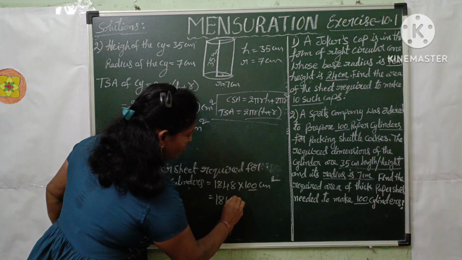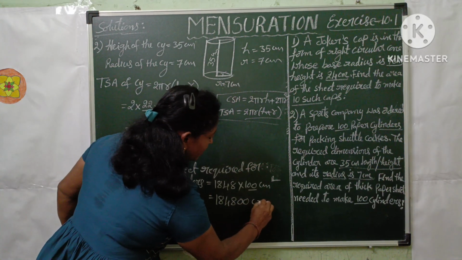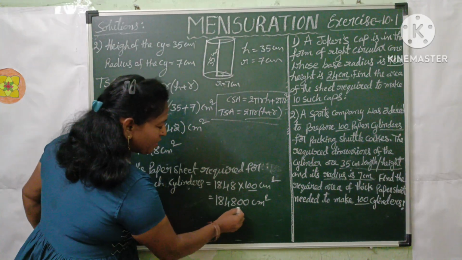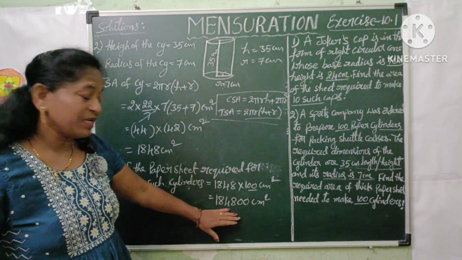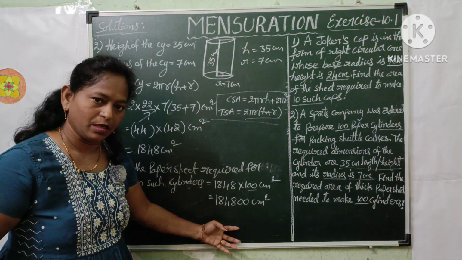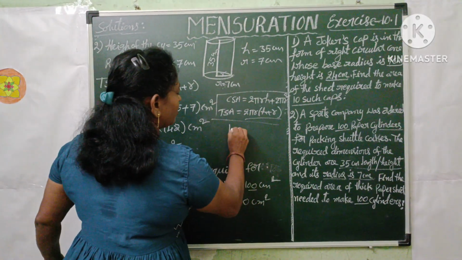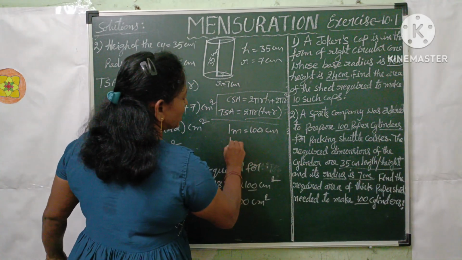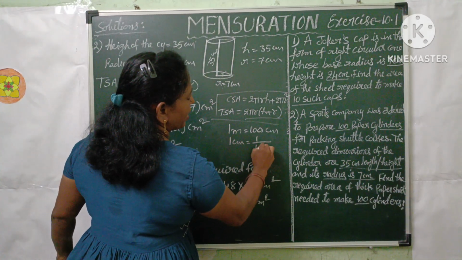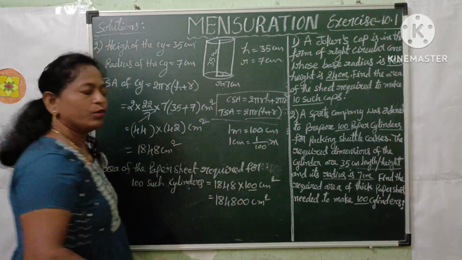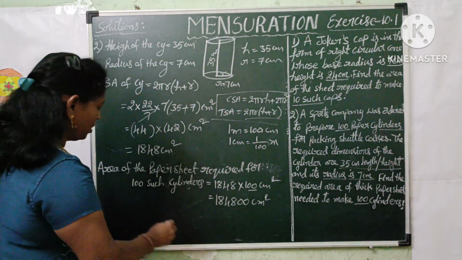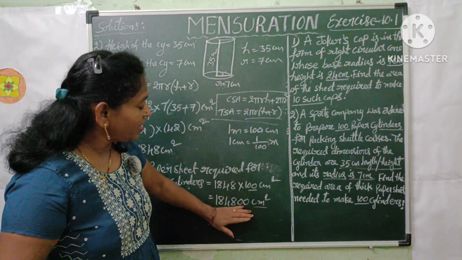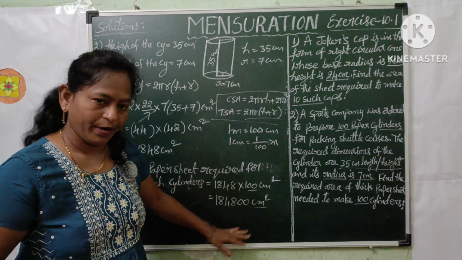So 1848 centimeter square, and this much is in centimeters. This much centimeter we have to convert into meters. Actually 1 meter equal to how many centimeters? 100 centimeters. Yes or no? 1 centimeter equal to 1 by 100 meters. We have to convert centimeter into meters. Here centimeter squares are there, so we have to divide by 100 into 100.